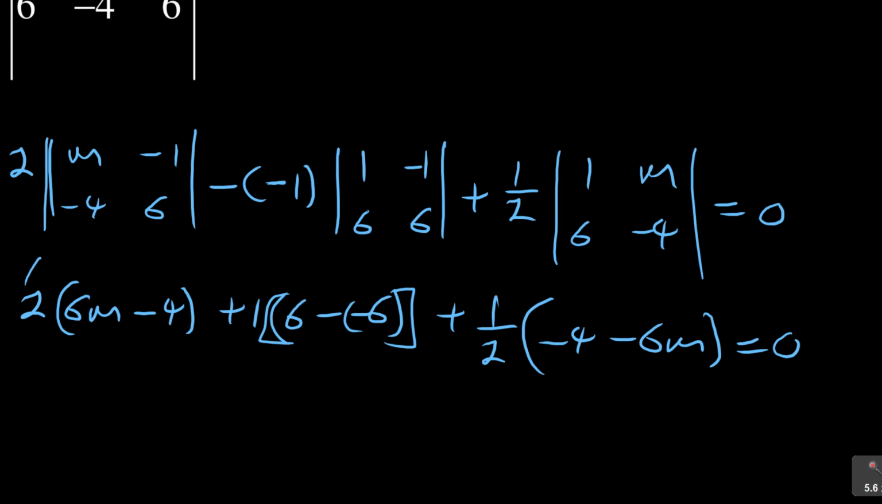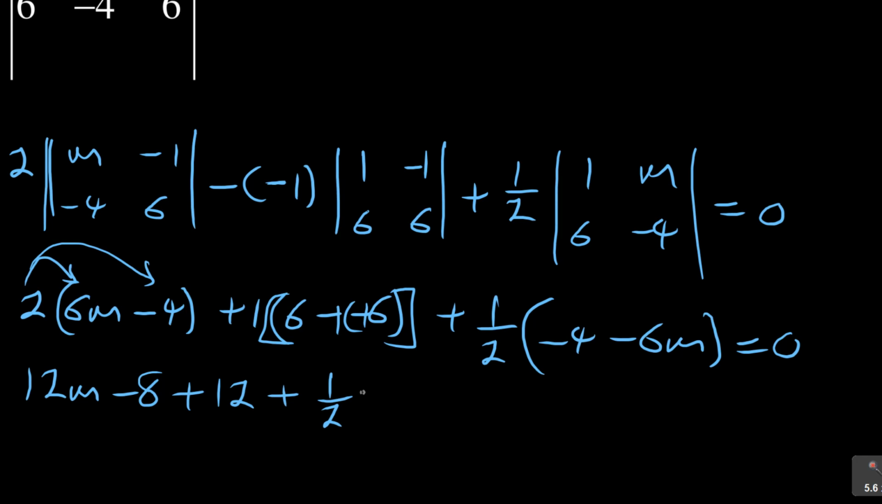Now, open the bracket here like that. This is 12m minus 8 minus is plus 12, because it's 1 times 6 plus 6 is 12, plus 1 over 2 times negative 4. Actually, I can simplify this. Half of negative 4 in here. So this opens and this opens. Half of 4 was 2. Half of negative 4 is negative 2. Half of 6 is 3. Half of negative 6 is negative 3. But with an m, is equal to 0.